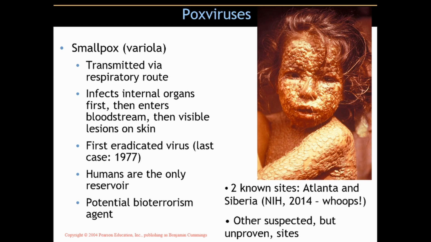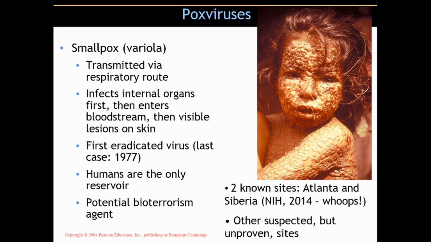Highly contagious, transmitted via the respiratory route. And so because of its high level of contagiousness, hundreds and hundreds of millions of people, billions of people have died from smallpox over the course of human history. It infects internal organs first, so we breathe it in, infects the organs, and then you get this awful exanthem, which leaves permanent scarring on the skin. We are the only reservoir.